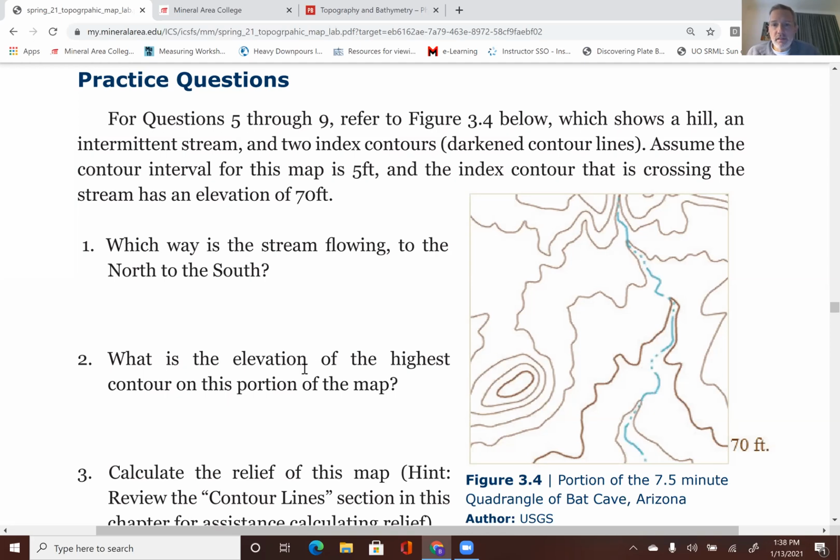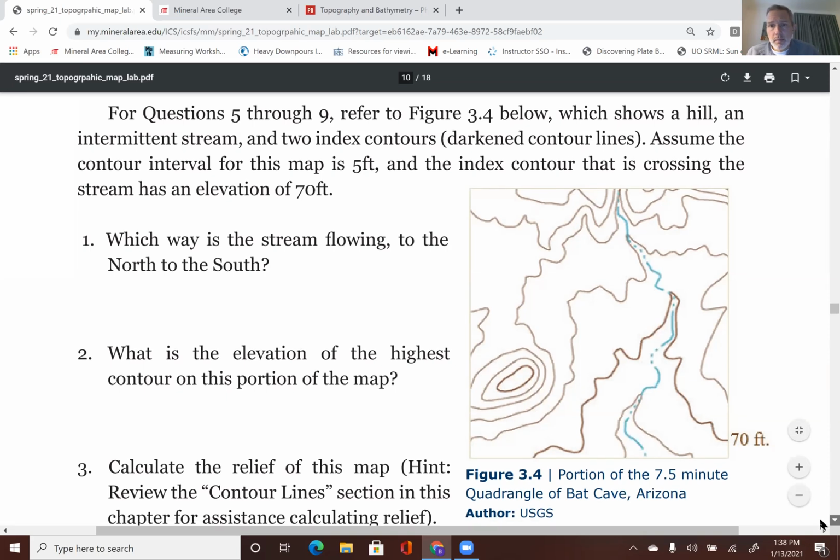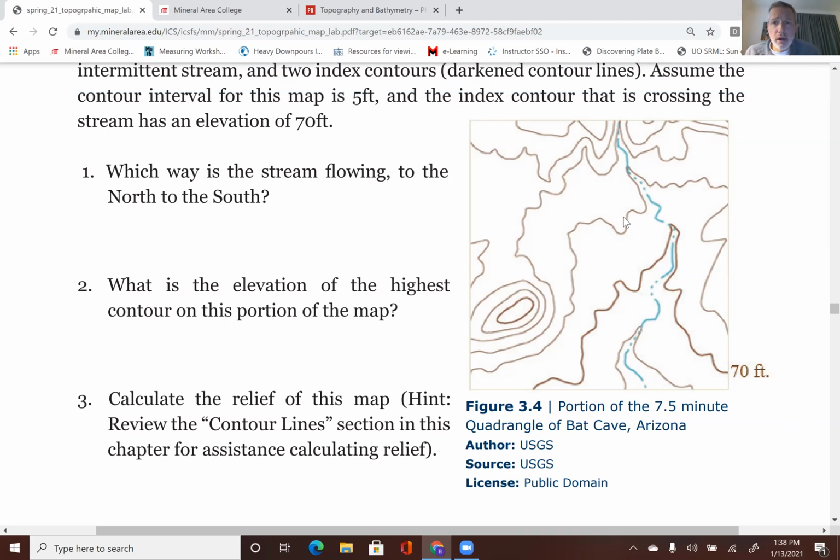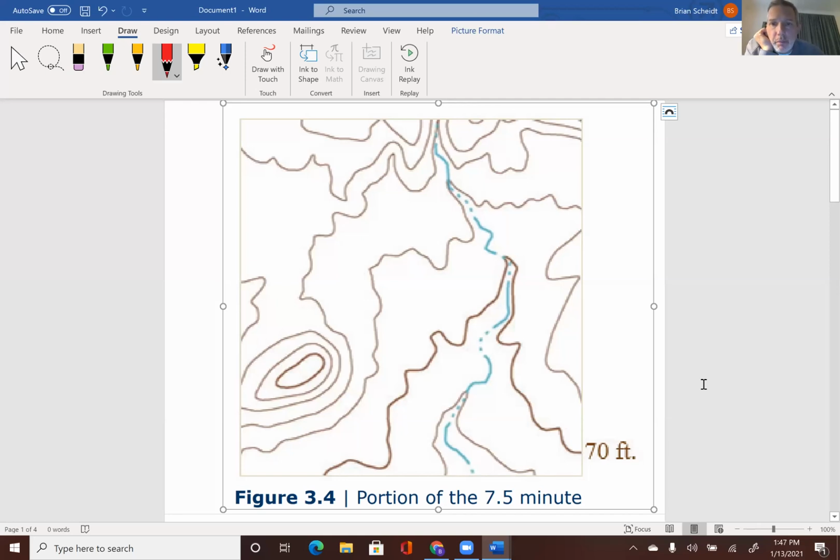Now, to find the highest elevation on the map, this is a little tricky because not every line is going to be labeled. But if we know that this is 70, this line would be 75. I would encourage you, if you have the ability to print out, or you can add this image into something like Notability. So here's the image that is in your lab, and it shows that 70-foot contour line.